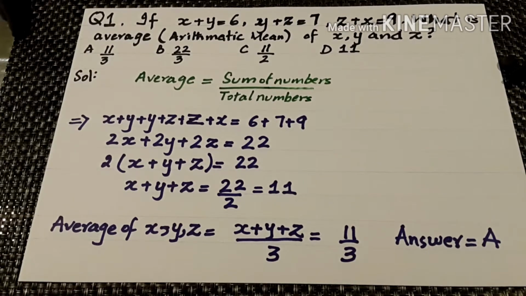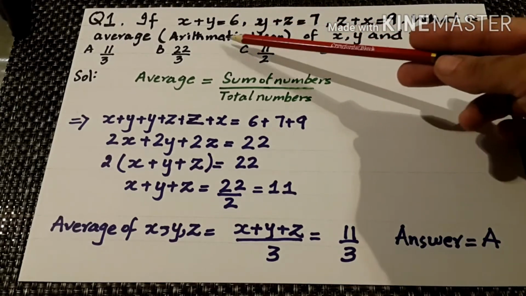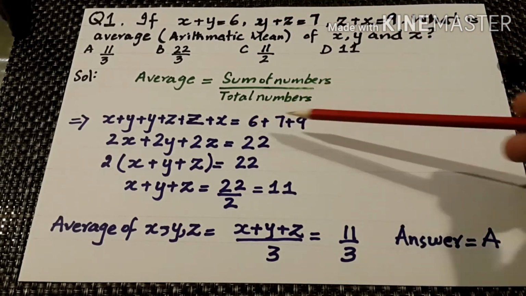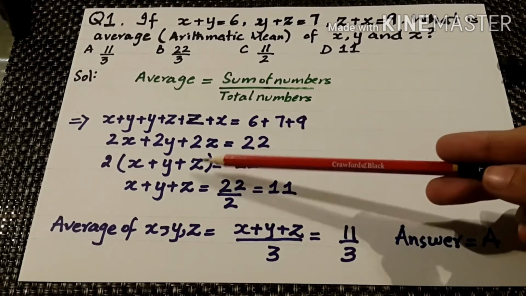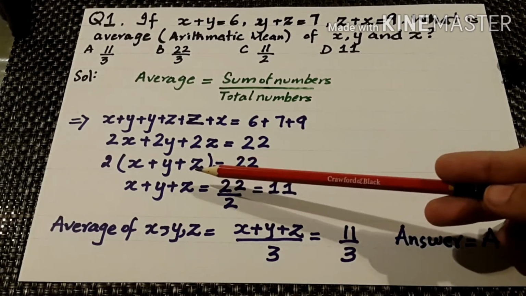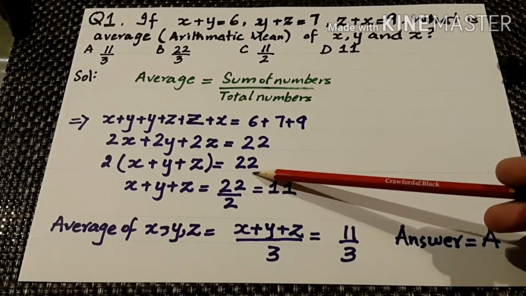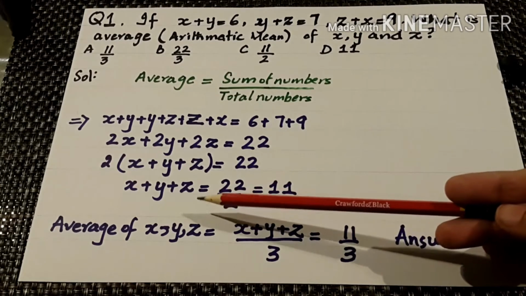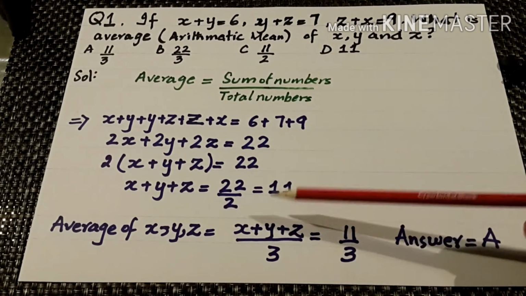We know the formula of averages, that is average is equal to sum of numbers divided by total number. Now we will add the equations: x plus y plus z plus x, and we will add the related numbers to them also, 6 plus 7 plus 9. Here we get 2x plus 2y plus 2z equal to 22. We take 2 common, 2 times x plus y plus z is equal to 22. So we have the value of x plus y plus z is equal to 11.